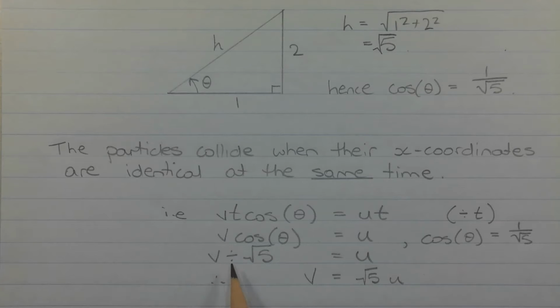So v divided by the square root of 5, which is identical to multiplying by 1 over the square root of 5, is equal to u. And then rearranging this equation to make v the subject, and we do that by multiplying both sides of the equation by the square root of 5, we get v is equal to the square root of 5 times u as required.